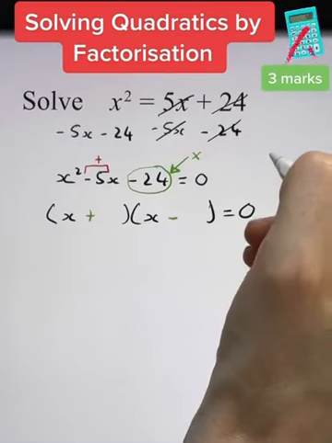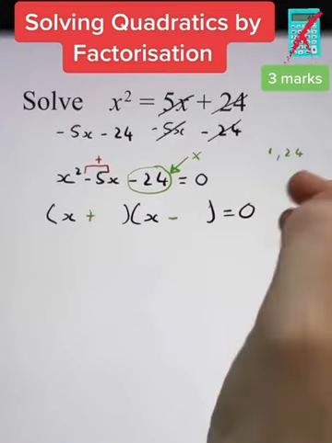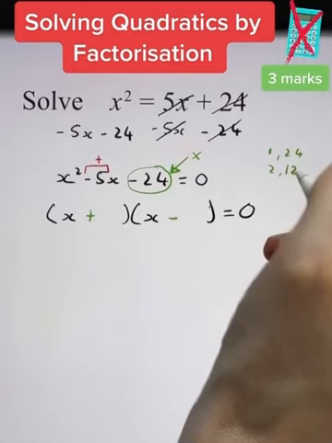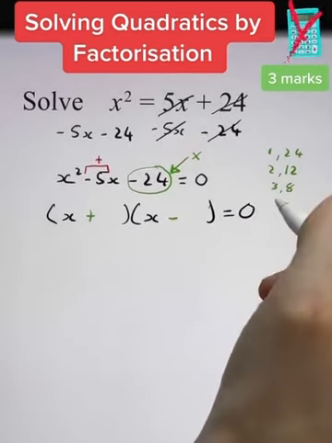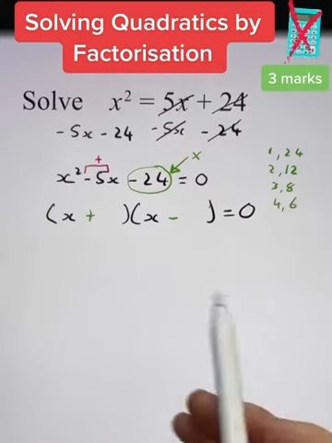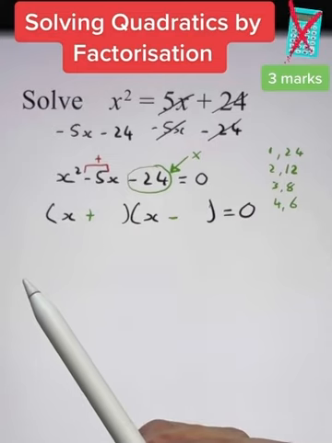Listing out the factors of 24, we know 1 is always a factor because 1 times 24 will give us 24. As 24 is even, we know 2 is a factor, so 2 and 12. And 3 is also a factor because 3 times 8 gives us 24. And 4 is also a factor because 4 times 6 gives us 24. Out of those pairs, only one pair will add together to give us negative 5.